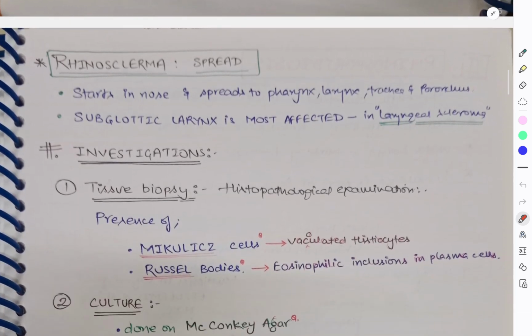So how does rhinoscleroma spread? It starts in the nose, spreads to pharynx, larynx, trachea, bronchus. The subglottic larynx is most affected, that is called laryngeal scleroma.